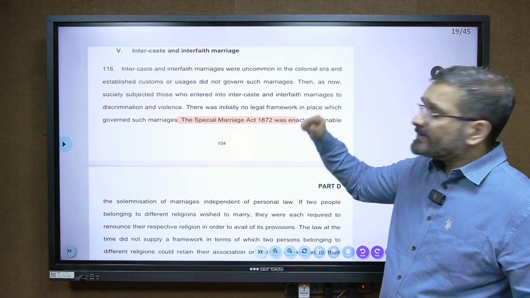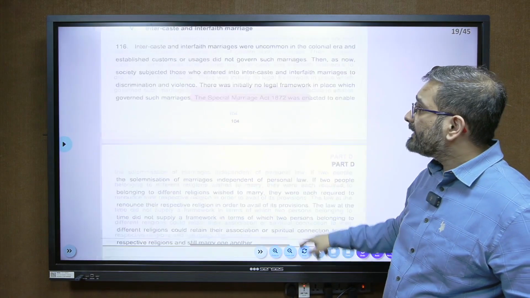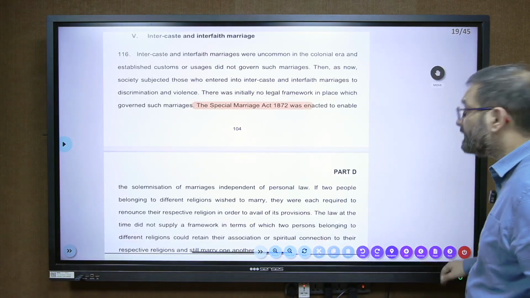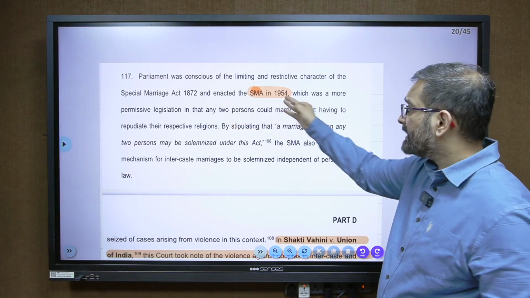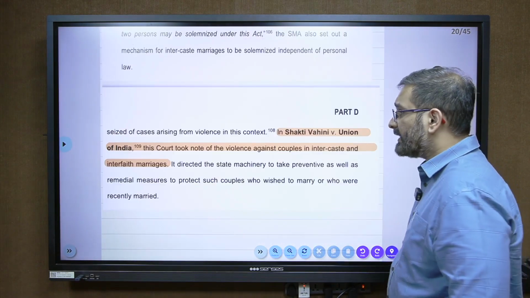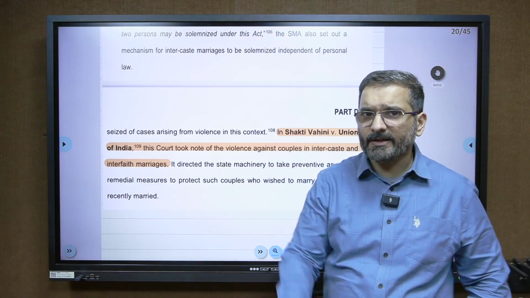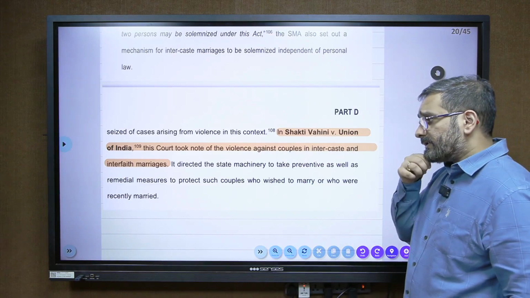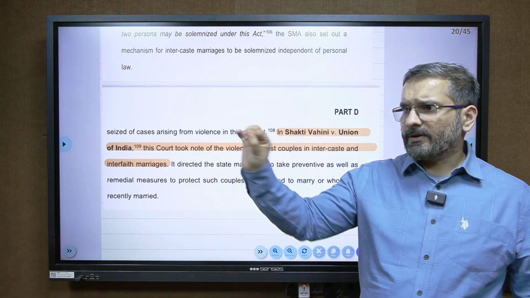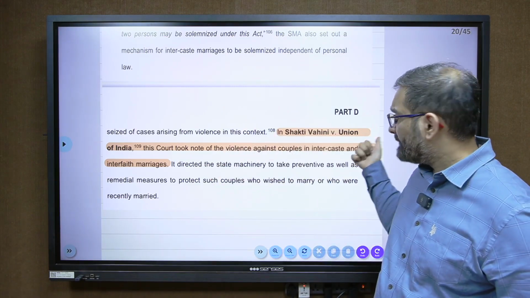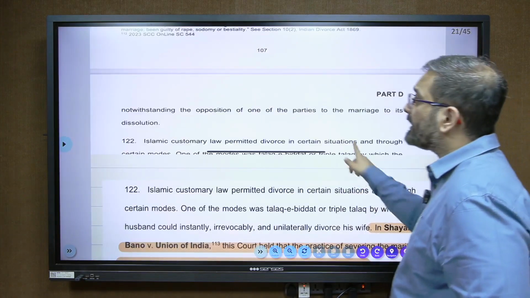Then originally SMA was enacted in 1872, then it was completely revamped in 1954. All of these years are important. Firstly, it came in 1872, then it came in 1954. Then you have Shakti Vahini versus Union of India, important case law, लिख लीजिए अपने notes के अंदर. This court took note of the violence against couples in intercaste and interfaith marriage. In which of the following cases the court took note of the violence against couples in intercaste and interfaith marriages? That is Shakti Vahini versus Union of India.